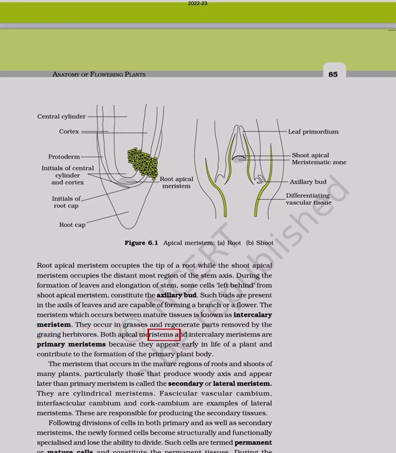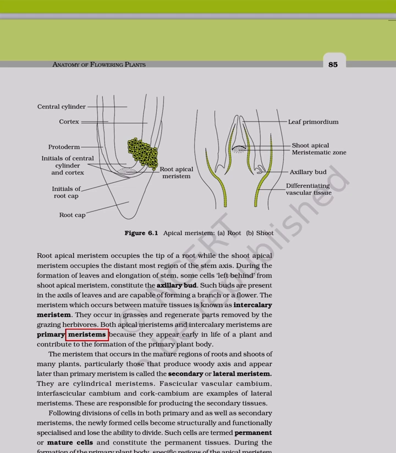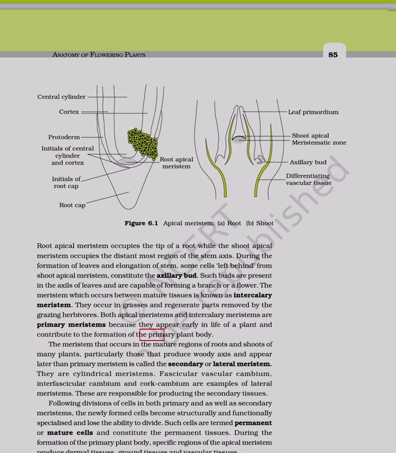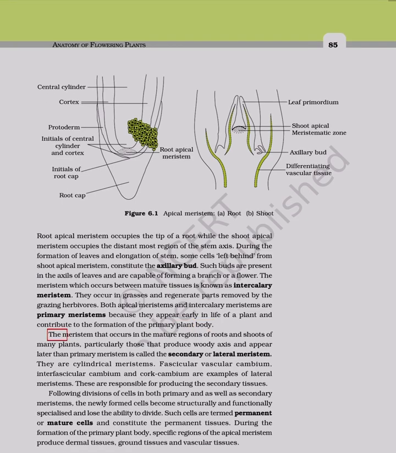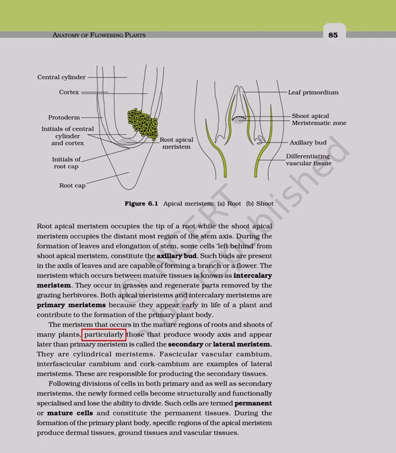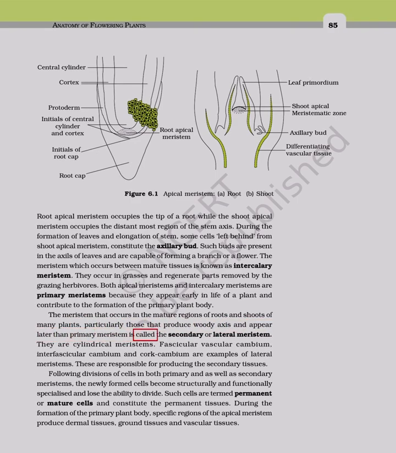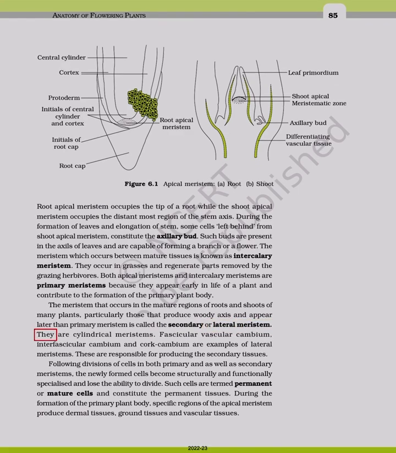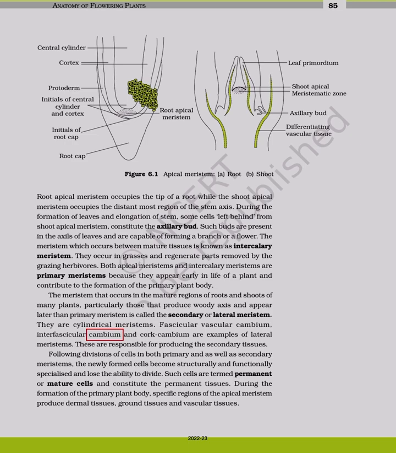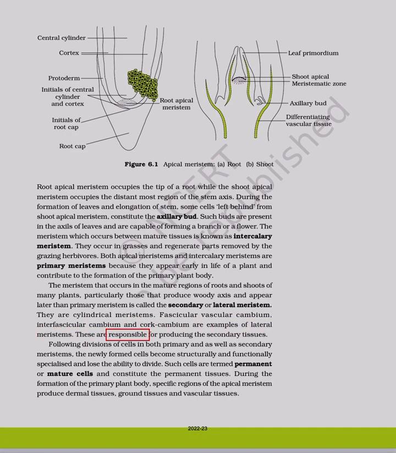Both apical meristems and intercalary meristems are primary meristems because they appear early in life of a plant and contribute to the formation of the primary plant body. The meristem that occurs in the mature regions of roots and shoots of many plants, particularly those that produce woody axis, and appears later than primary meristem, is called the secondary or lateral meristem. They are cylindrical meristems. Fascicular vascular cambium, interfascicular cambium and cork cambium are examples of lateral meristems. These are responsible for producing the secondary tissues.